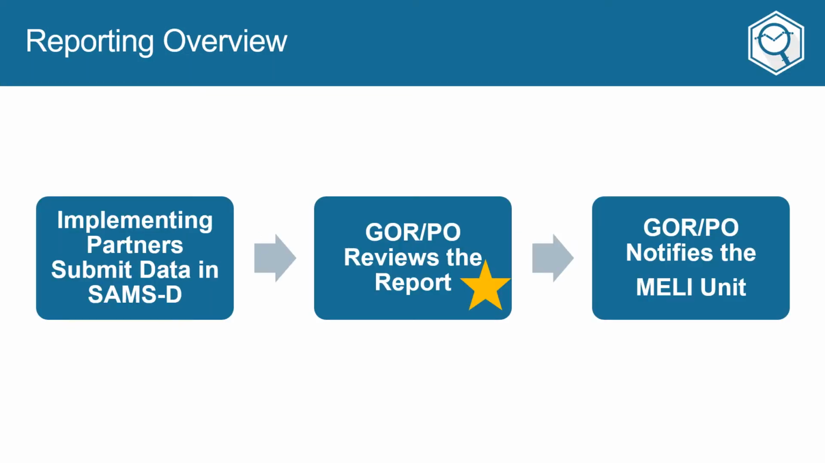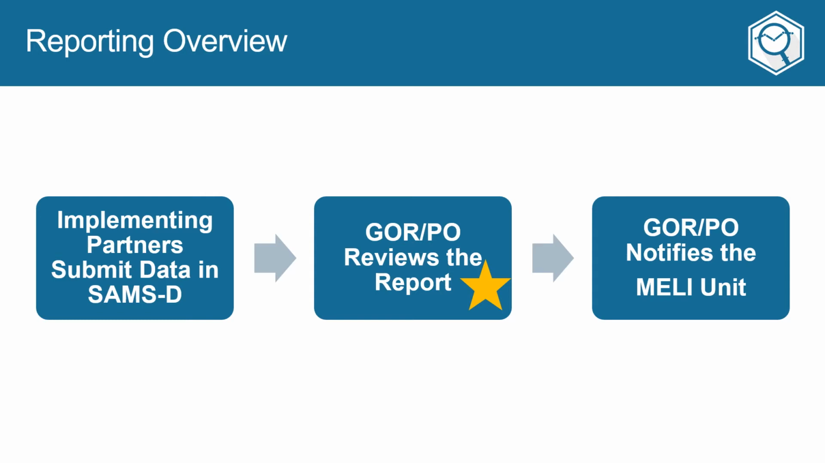Implementing partners are required to submit MODE data according to the provisions of their award. If no participants have completed the program during the period of performance, then implementers will not need to enter data, but they will still need to submit an RPM performance report for the award. Once data have been submitted, it is the GOR's responsibility to review the data. We'll spend the majority of this webinar focusing on how to access and review the RPM performance report. Finally, GORs should notify the MELI unit when the data is ready.